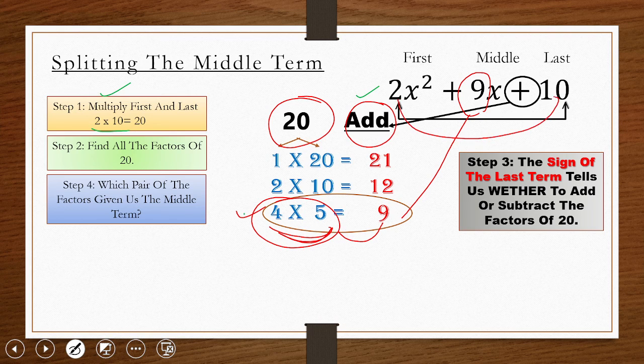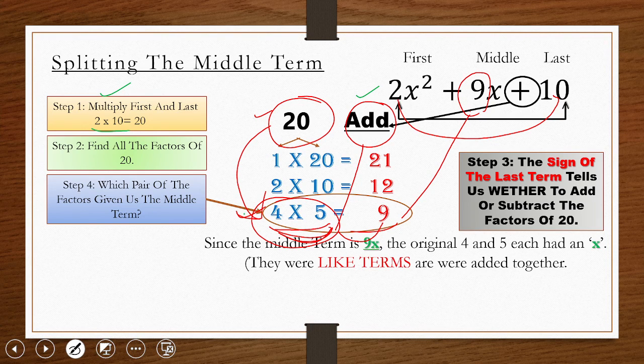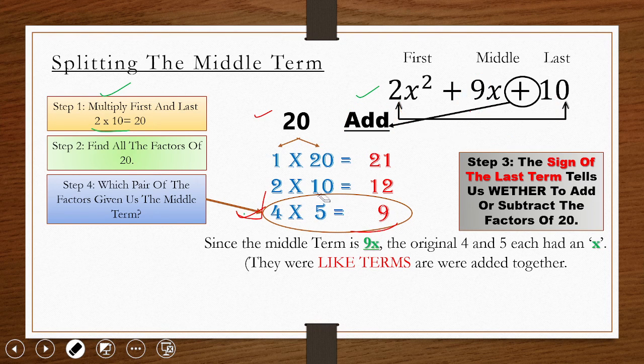Make a pair, multiply the first and the last term, it will give you 20. Factorize, make factors, that is 4 and 5. Then if we add the numbers, it gives you 9, that is this. Then it's the splitting of the middle term. Then it will tell you that the term is being split.